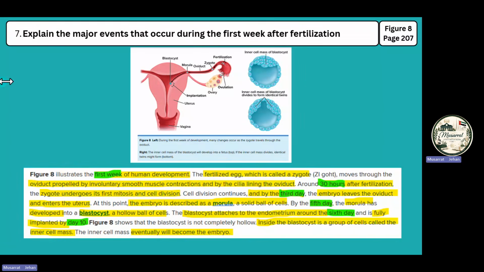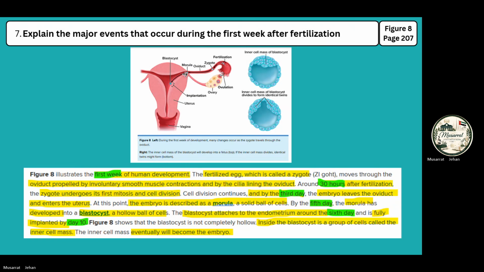Question number 7. Major events that occur in the first week. After fertilization, what happens? It will fertilize here and then it will travel and implant. So what happened in the first week? The fertilized egg is now called a zygote. After fertilization, we don't call it ovum, we call it zygote. It moves through the oviduct by smooth muscle contraction and cilia.